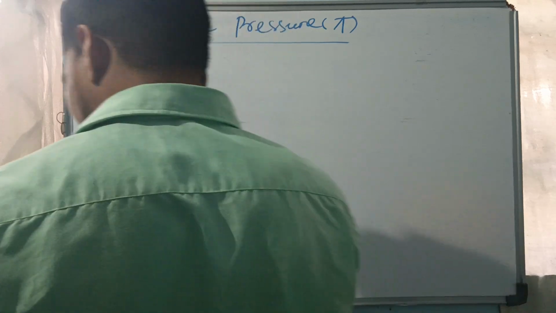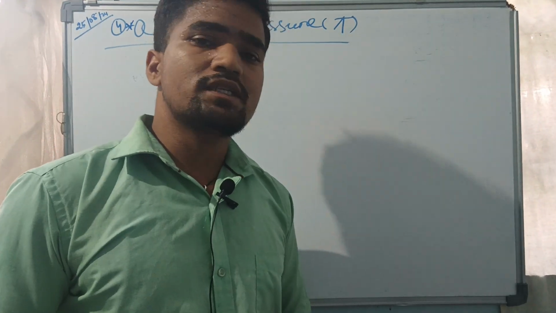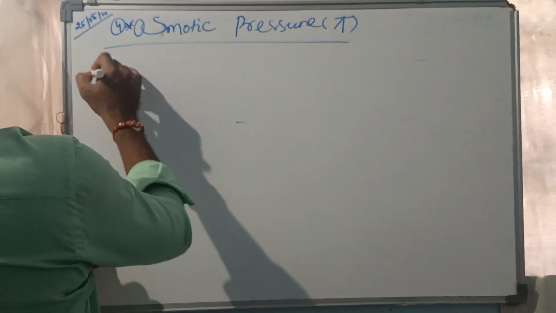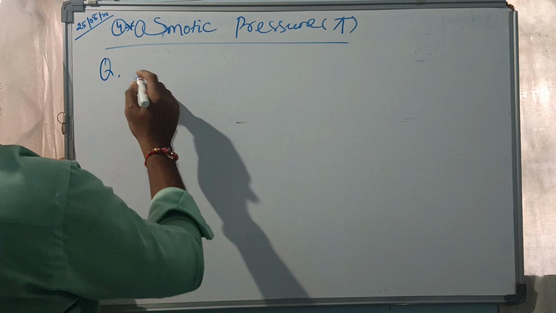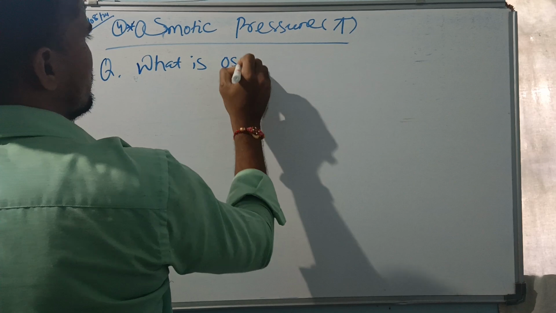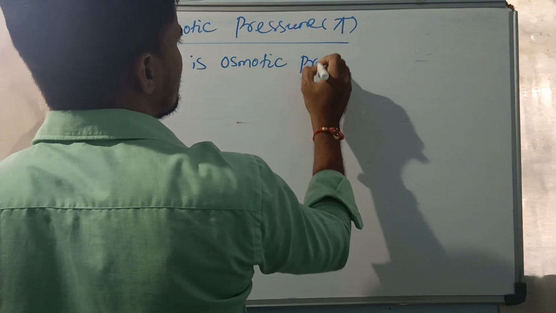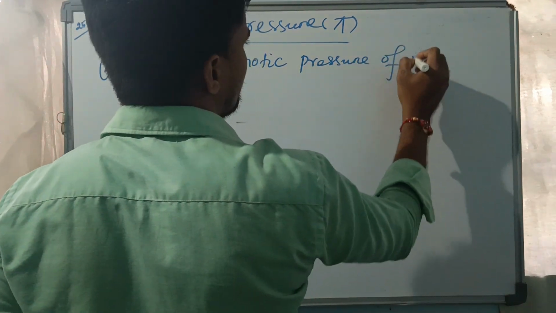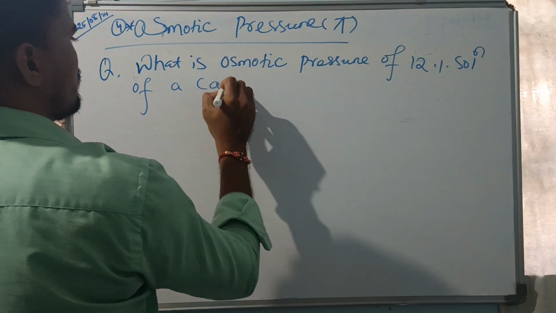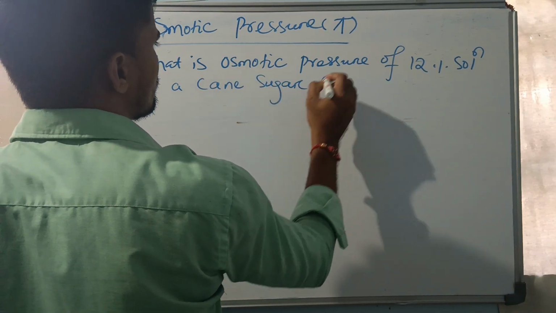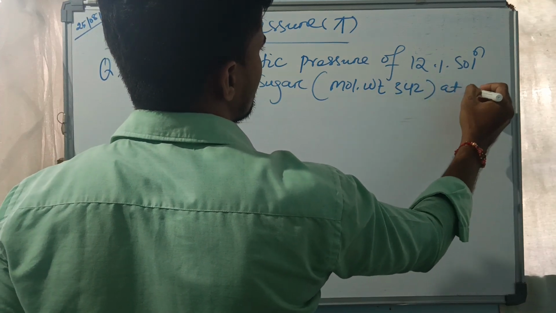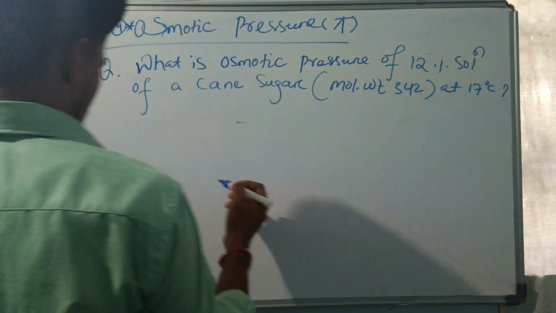In all my videos I have discussed the entrance questions, especially NEET, JEE Mains and JEE Advanced. So don't skip the questions, practice them. A question is given: what is the osmotic pressure of a 12% solution of cane sugar, molecular weight given 342, at 17 degree Celsius?